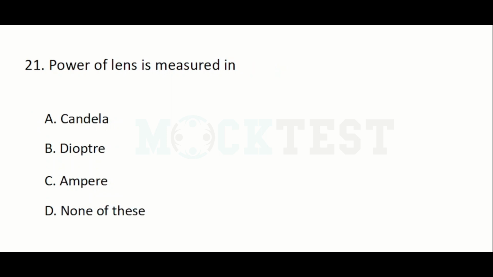Next, power of lens is measured in option A candela, option B diopter, option C ampere, option D none of these. Power of lens is measured in option B diopter.